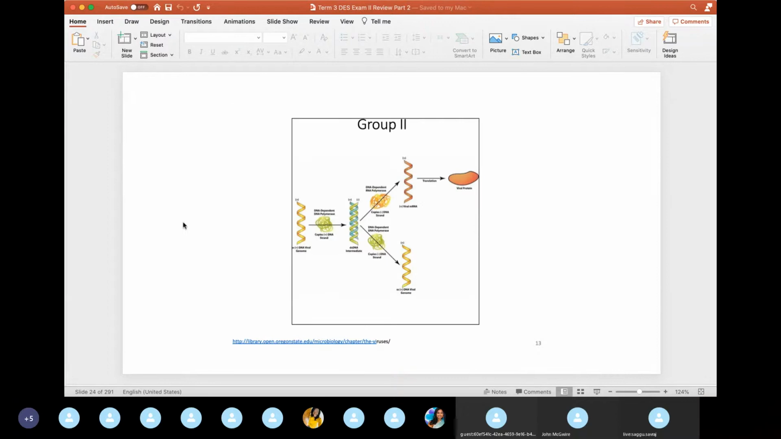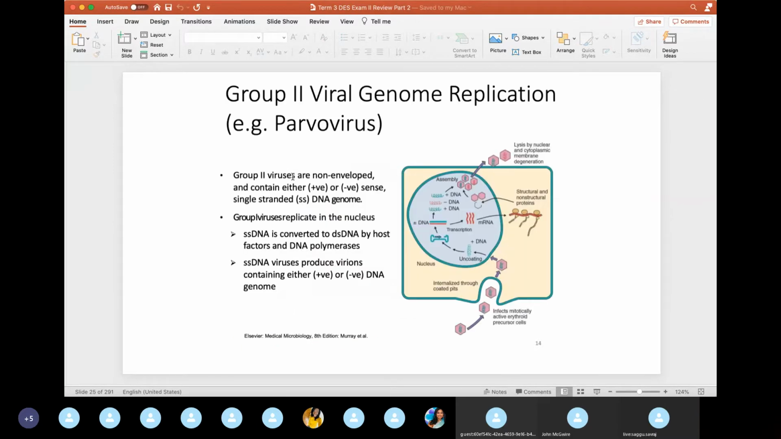Group 2, you have a single-stranded positive DNA viral genome. What do you need for this to be replicated? DNA-dependent DNA polymerase. It's also high yield to make double-stranded DNA intermediates, and then you need DNA-dependent RNA polymerase to make positive viral mRNA, which can be translated into your viral proteins. Example of group 2 viral genome replication, high yield: parvovirus.